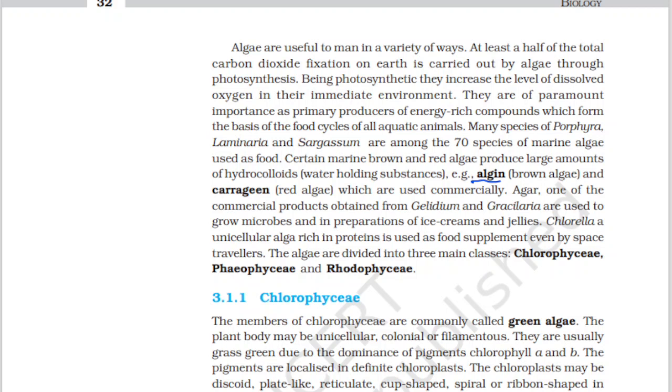Chlorella, a unicellular alga rich in proteins, is used as a food supplement even by space travelers. Which one is used as a food supplement by space travelers? Chlorella. This is a unicellular alga rich in proteins. Again, the algae are divided into three main classes: Chlorophyceae, Phaeophyceae, Rhodophyceae. So we have three main classes coming under algae: Chlorophyceae, Phaeophyceae, Rhodophyceae.